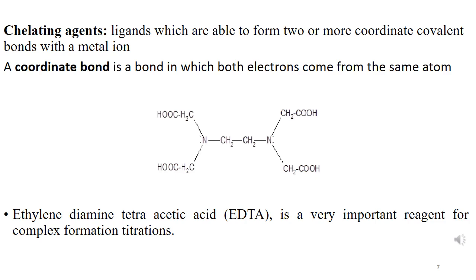So what is a coordinate bond or coordinate covalent bond? It is a bond in which both electrons come from the same atom. Like there is one ligand and it can give a pair of electrons to that metal atom. This bond is known as a coordinate bond.